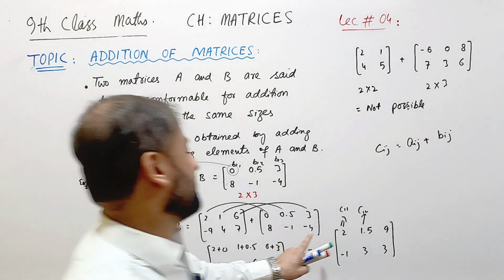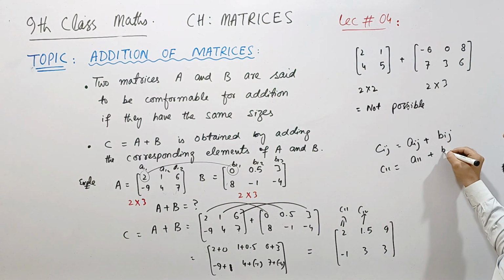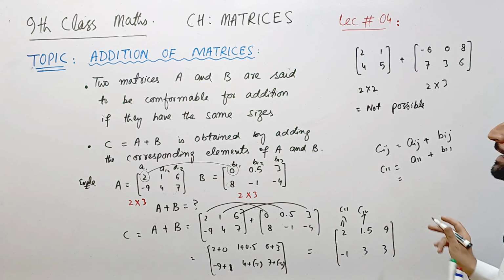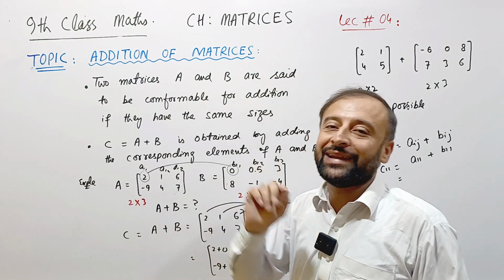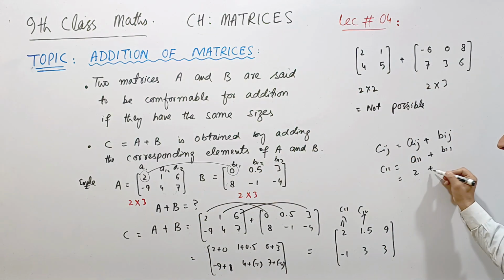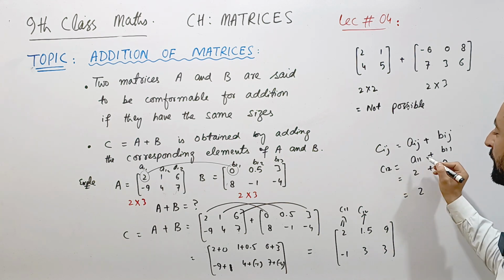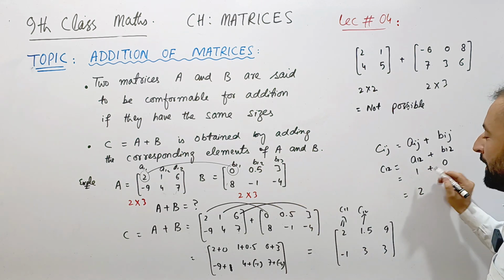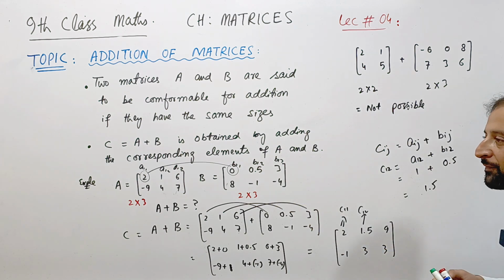Now, what is C11? C11 is equal to A11 plus B11. It is called adding the corresponding elements. Each element of matrix C will be obtained by adding the corresponding elements of the two matrices. Here A11 is 2, B11 is 0, so it is equal to 2. C12 will be equal to A12 plus B12. A12 is 1, B12 is 0.5, you got 1.5.